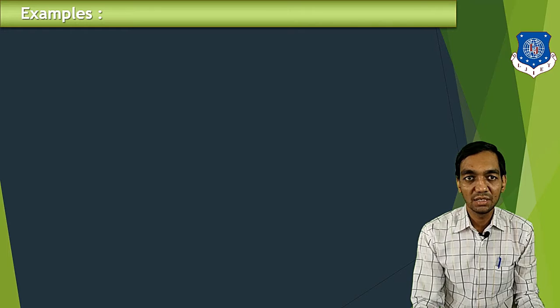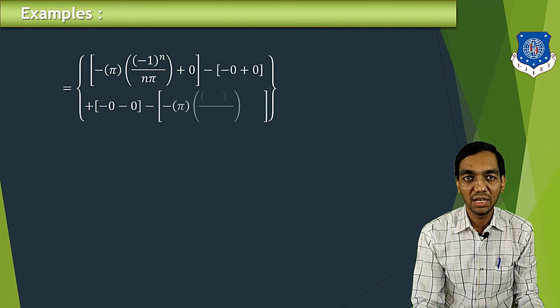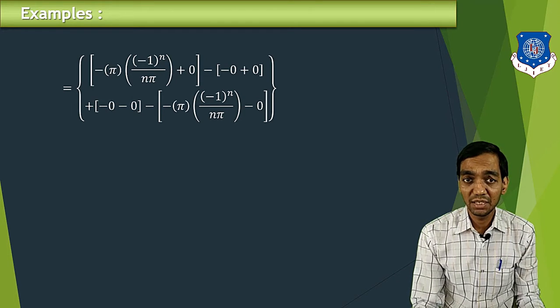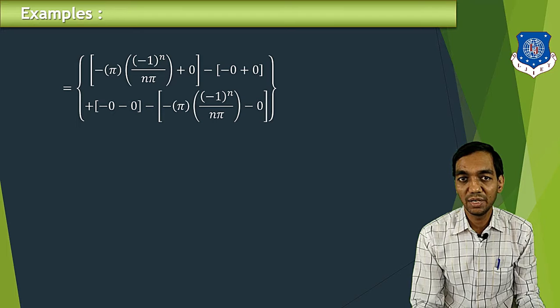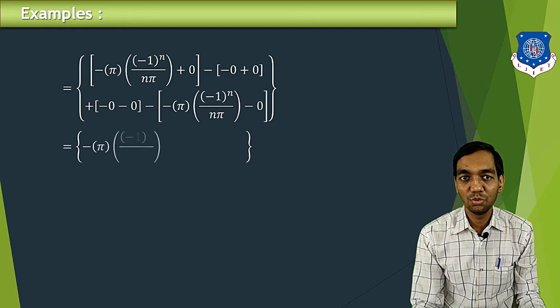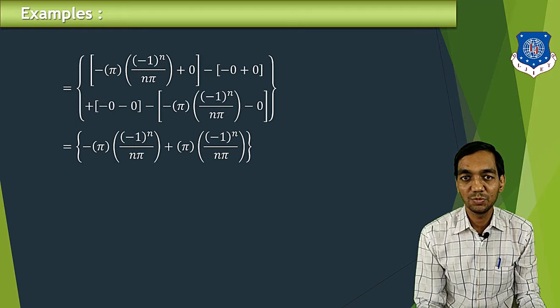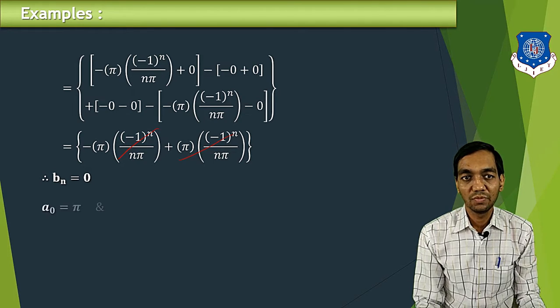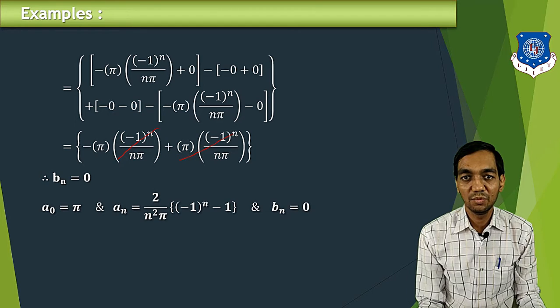So if you put the upper limits and lower limits, then you will have −π into (−1)^n upon nπ plus 0 minus 0 plus 0 plus 0 minus 0 minus bracket, into the bracket, −π into (−1)^n upon nπ minus 0. So putting the values, you will have −π into (−1)^n upon nπ plus π into (−1)^n upon nπ. So minus plus will cancel out and you have the answer Bn equal to 0. So this is the value of A0, An and Bn.